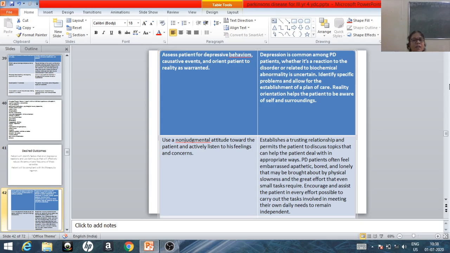Use a non-judgmental attitude toward the patient and actively listen to his feelings and concerns. Establishes a trusting relationship and permits the patient to discuss topics that can help the patient deal with them in appropriate ways. Parkinson's disease patients often feel embarrassed, apathetic, bored, and lonely, which may be brought about by physical slowness and the great effort that even small tasks require. Encourage and assist the patient in every effort possible to carry out the tasks involved in meeting their own daily needs to remain independent.